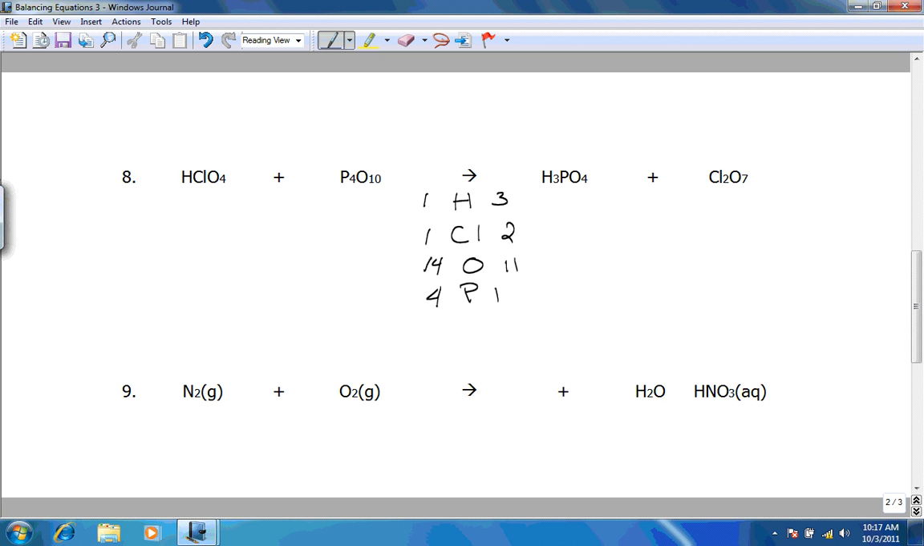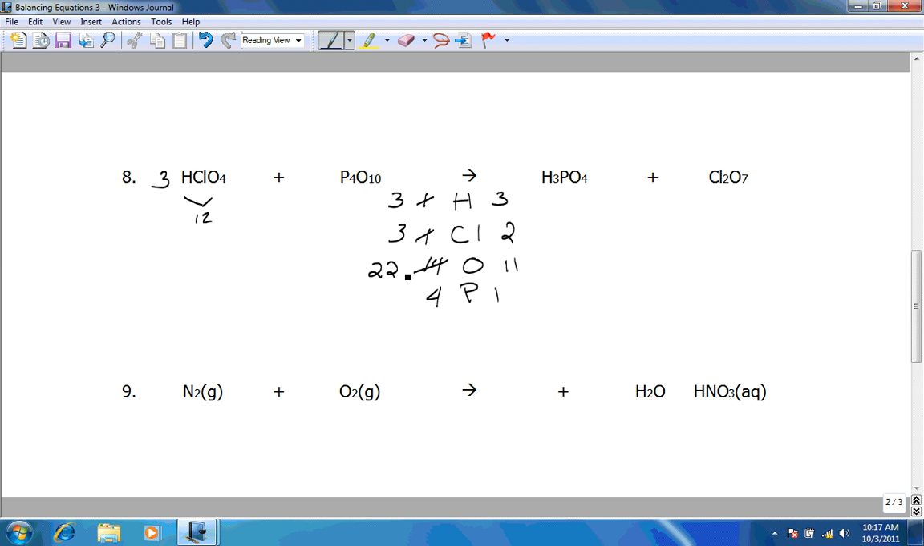Okay, so let's start at the top. We have hydrogens. We have 3 on the left. We only have 1 on the right, so I'm going to multiply that by 3. That also changed the number of chlorines we have. We now have 3 chlorines. We also now have 12 oxygens here and 10 here. That means we have 22 oxygens. Alright.